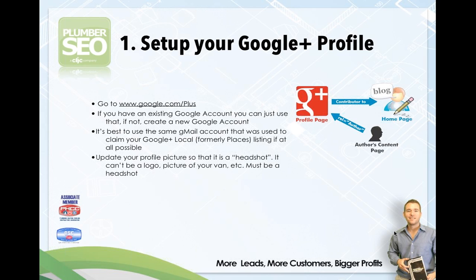It's really ideal if you use the same Google account that was used to set up your Google Plus local. So if you think about Google Maps, Google Places, setting up authorship, you want to tie it to that same listing. And so if you know the Google account that was used to set that up, that's the account that you really want to use to set up your authorship. It doesn't have to be, but it's really a good way to do it.